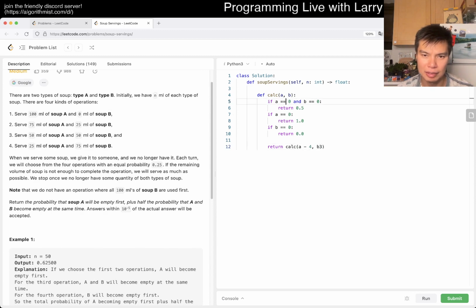Otherwise, we return calc of a minus 4. I guess I should make this whatever, just to be easy. B plus, right? And that would be really, oh, I don't know why I had commas. That would be pretty much it, but divided by 4, right? Yep.